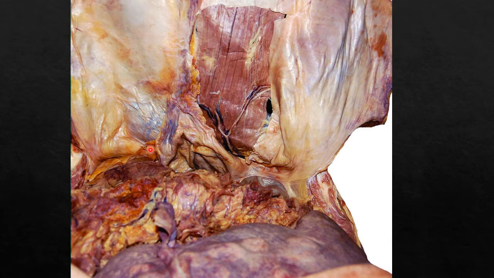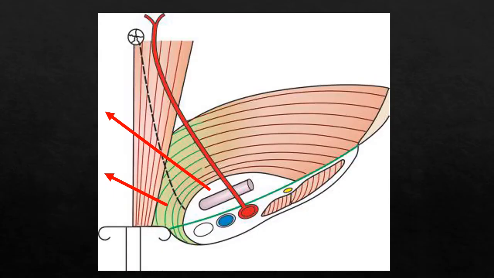So we need to understand the boundaries of Hesselbach's triangle. The medial boundary is formed by the lateral border of rectus abdominis, and the lateral boundary is formed by the inferior epigastric artery. The base is formed by the medial half of the inguinal ligament. In this picture we can identify the boundaries clearly. This is the medial boundary, and this inferior epigastric artery forms the lateral boundary, and the apex is the joining of the medial and lateral boundaries. The base is formed by the medial half of the inguinal ligament.